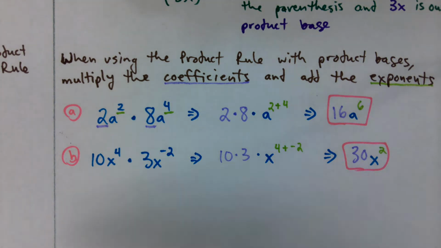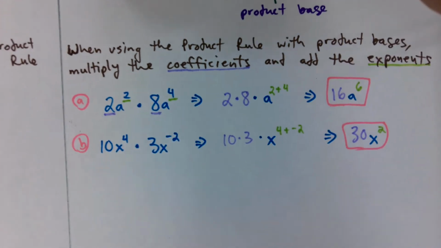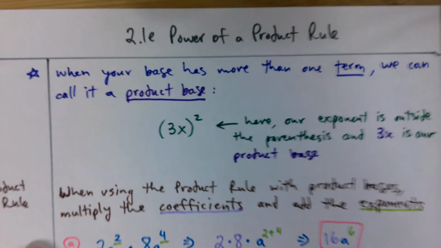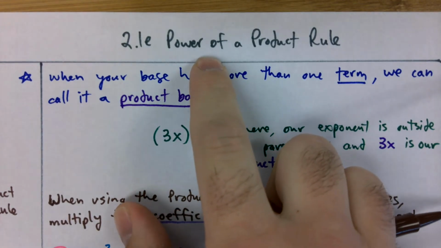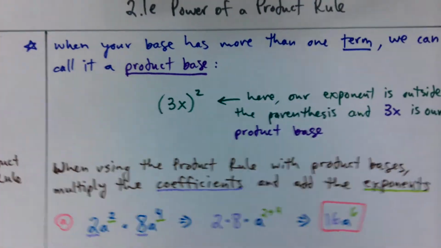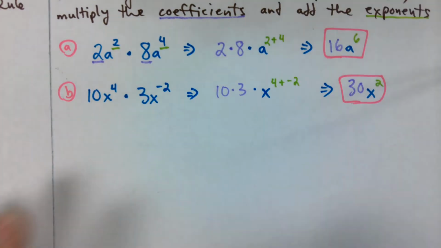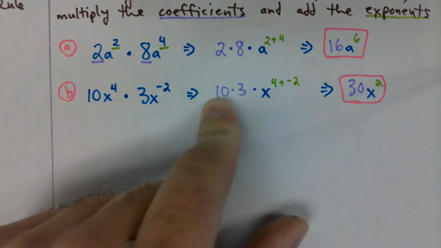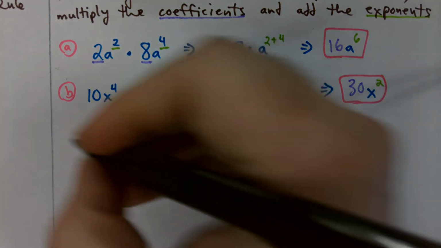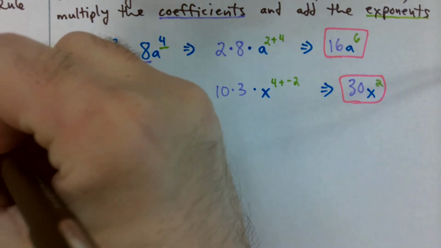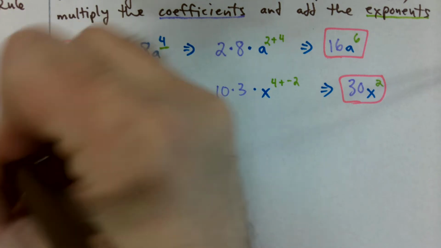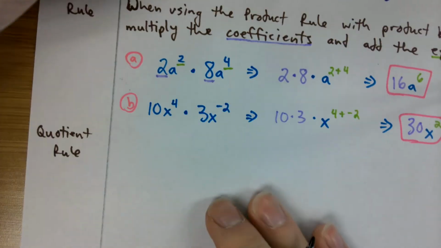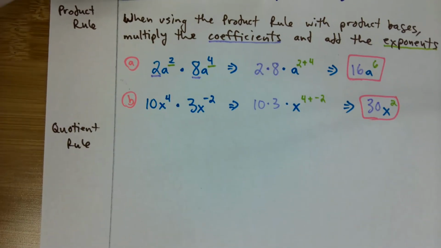So that's how we're going to use the power of a product rule with the product rule. We're not really going to call this the power of a product rule. It doesn't roll off the tongue like the other rules do. So this whole lesson today is basically multiplying and dividing coefficients. That's our big thing. We took a look at the product rule. Let's look at the quotient rule.